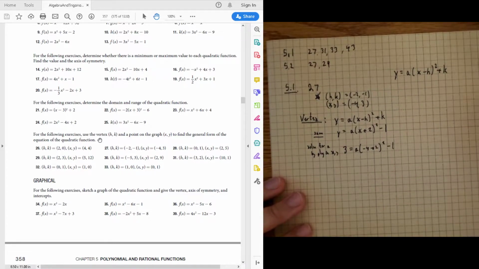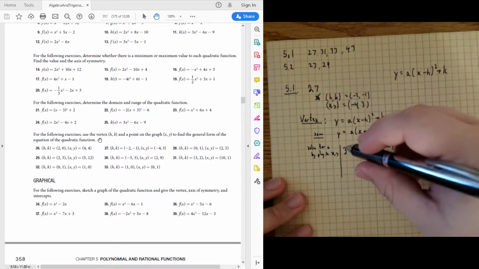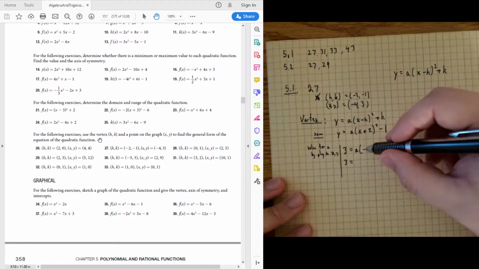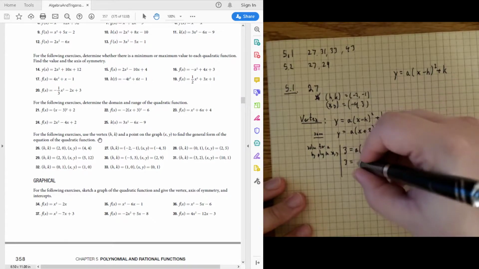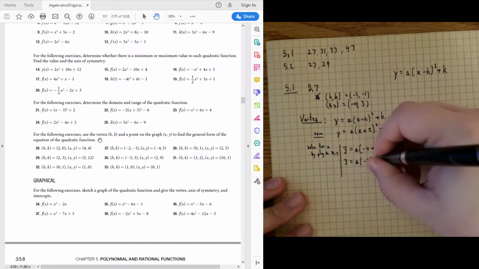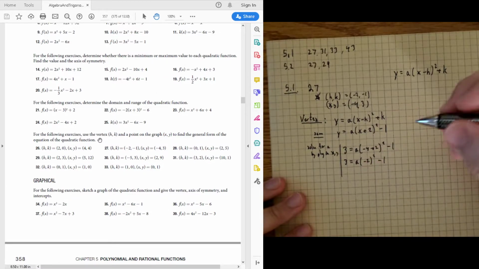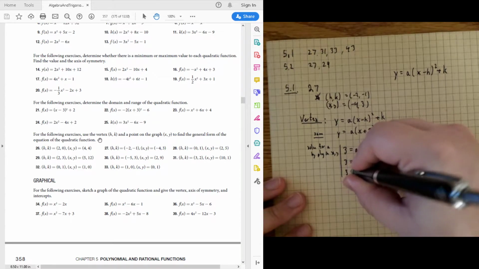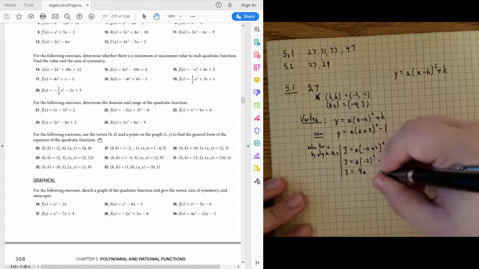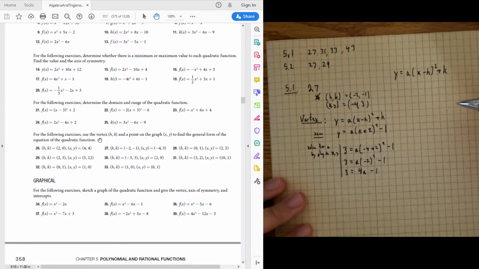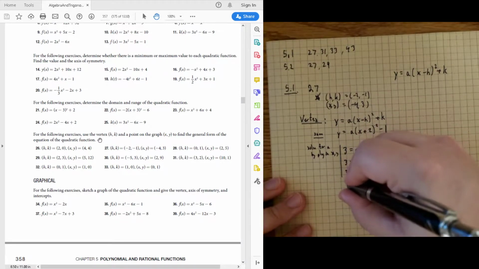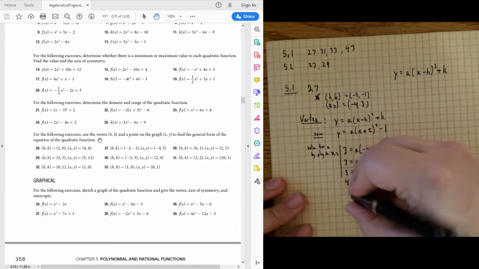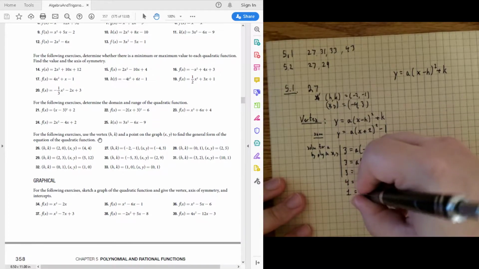And so let's start solving this. 3 is just a 3. Let's see, -4 plus 2 is -2, squared, minus 1. -2 squared is +4, so we get 3 equals 4a minus 1. Then I can add 1 to both sides, getting 4 equals 4a. And then dividing by 4, I end up with 1 equals a, or a equals 1.